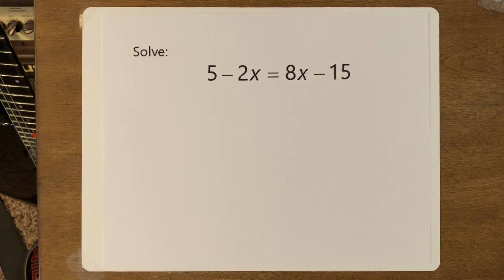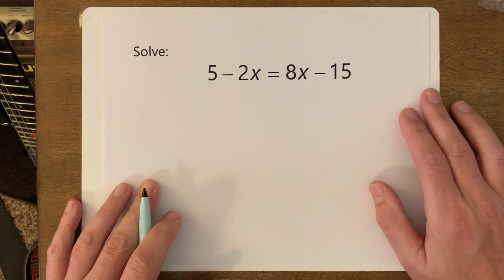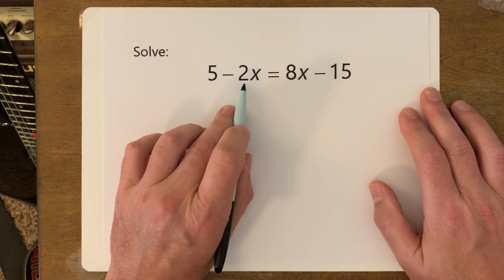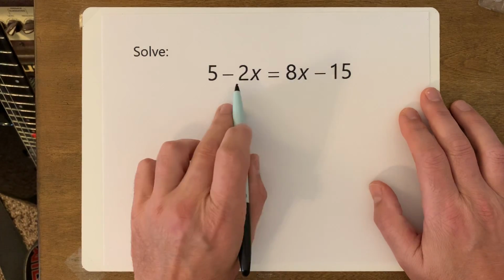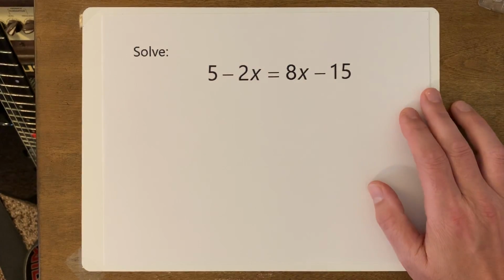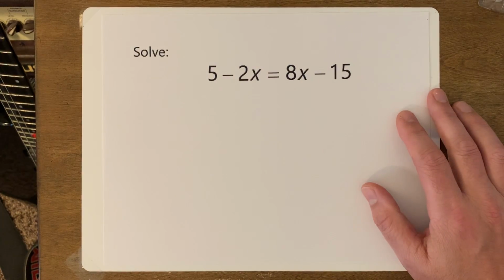Now my thing is I want to move the x's around first, but you don't have to. You could subtract 5 on both sides. You could add 2 to both sides. You could subtract 2x. You could subtract 8x on both sides, or you could add 15 to both sides. So you have 4 things you can do.